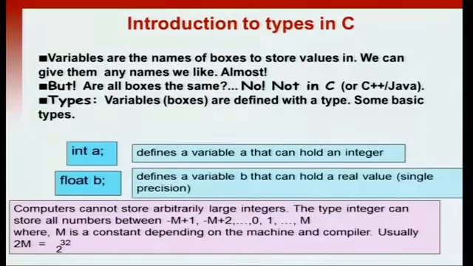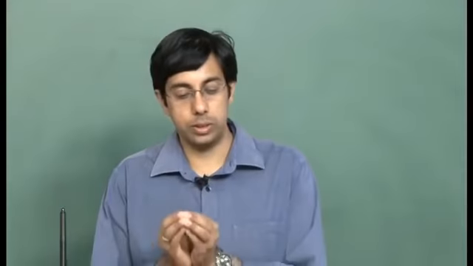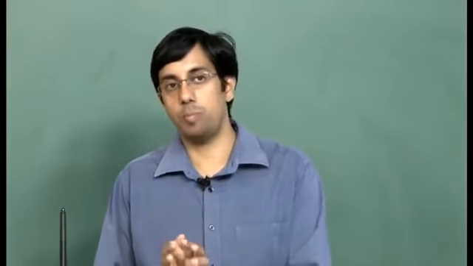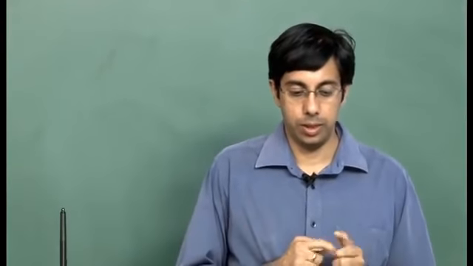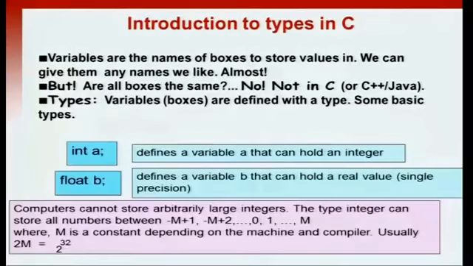So let us briefly introduce what are types in C. So variables are the names of the boxes in which to store the values. But these boxes are special. Certain boxes can hold only certain kinds of values. So all boxes are not the same. There are different kinds of boxes. Now types are basically saying that a particular box can hold a particular kind of data.